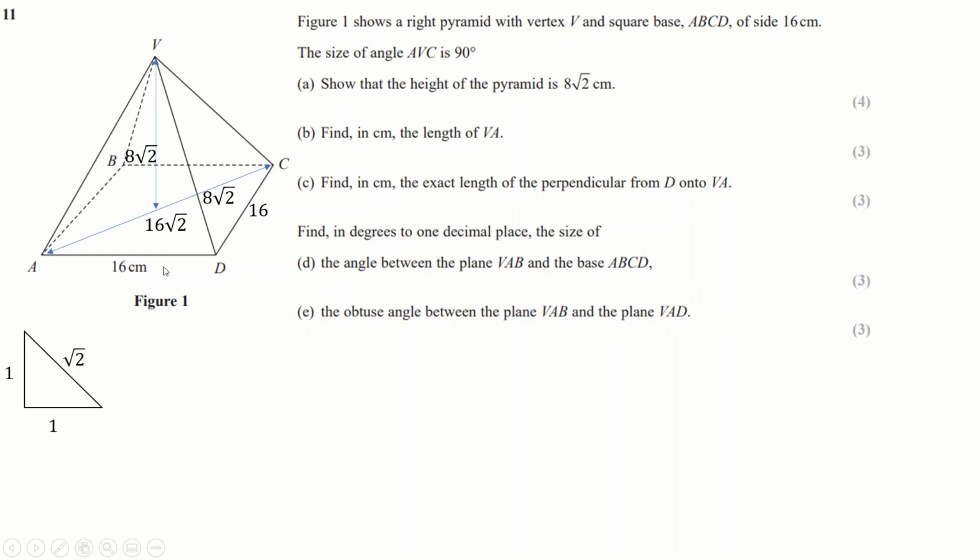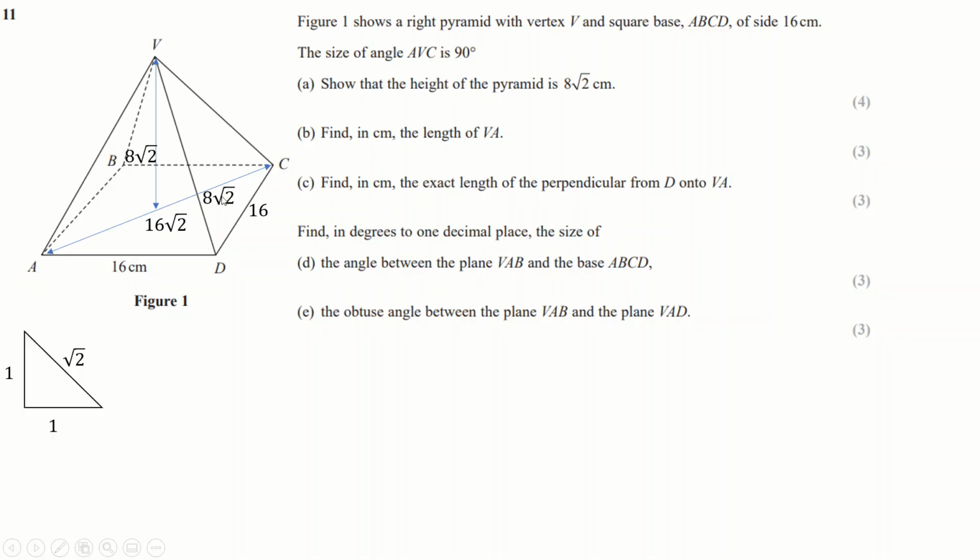I use this triangle, which maybe should have come up earlier. This base here is 16, 16, 16 root 2. It's just this triangle times by 16. So you save yourself from doing Pythagoras if you just have this triangle in your head. Anyway, final length of VA, so that's this distance along here. Well, that's the same as the distance along here, of course.